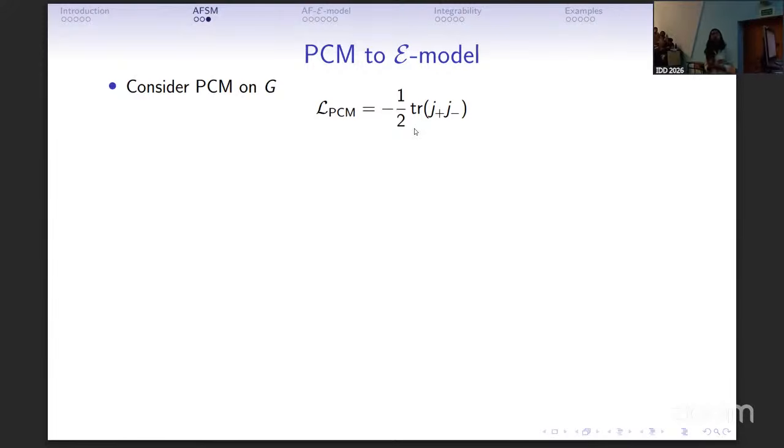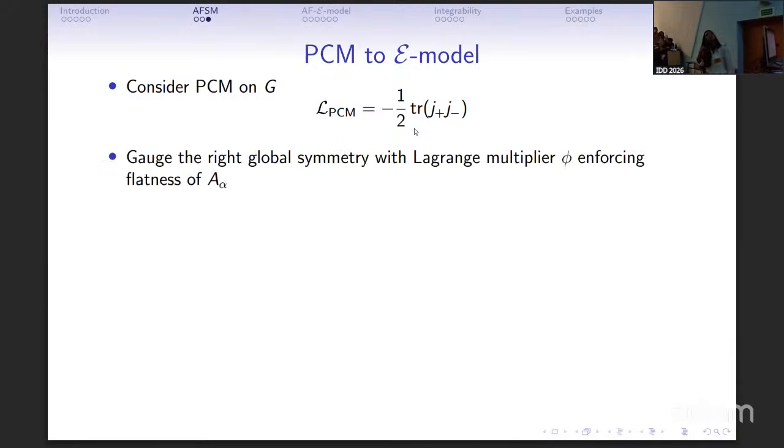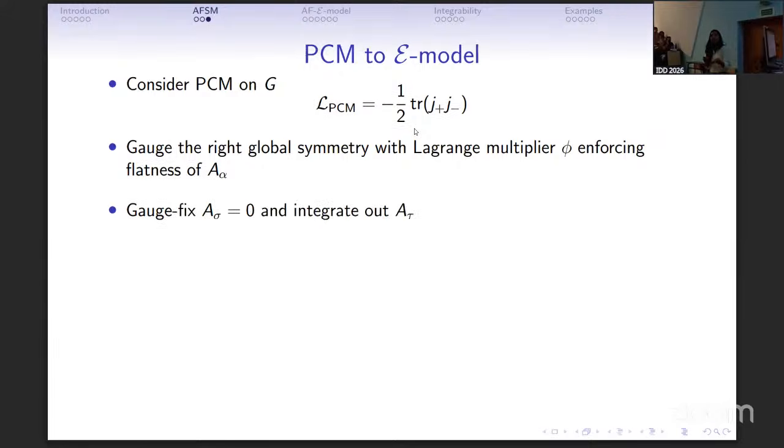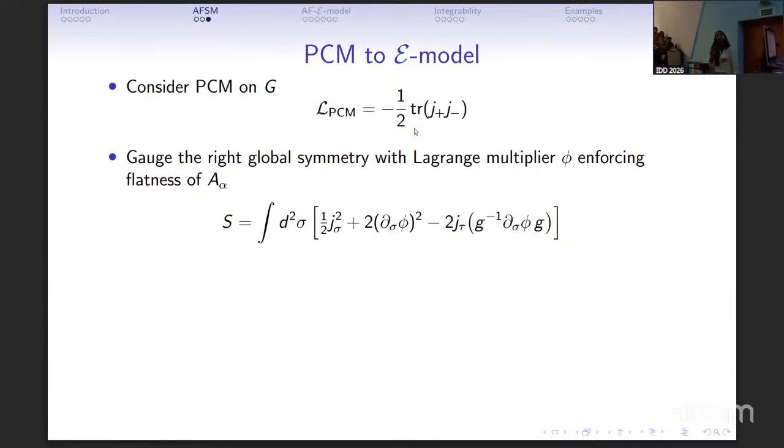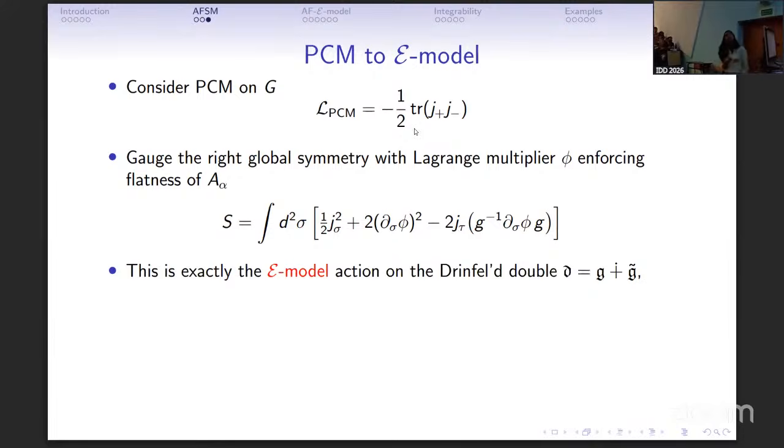So once again, let's say you start with PCM, just like this, sitting on some group G. And then what we can do is gauge the right global symmetry with some Lagrange multiplier, which will enforce the flatness of these gauge fields. Then you can gauge fix one of the components, integrate out the others in the process, and then you end up with an action that looks something like this. So you not just have J, but also these Lagrange multipliers, phi. And this, in fact, is nothing but the E model action which sits on the double.